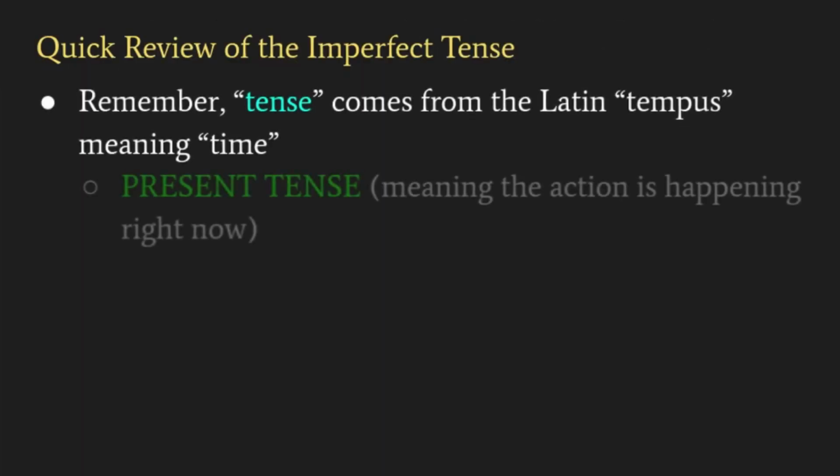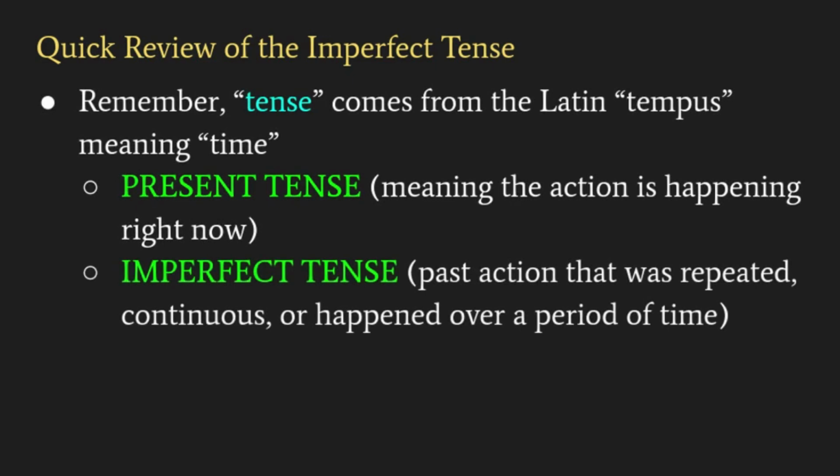But before we do anything else, we want to come back and make sure that we have the imperfect tense under control. Just do a quick review. So you want to remember the word tense comes from the Latin word tempus, which means time. So when you're changing the tense of a verb, you're really changing when the action happened. You're not changing the action itself. You might still be walking, skipping, or jumping, but we're changing when it happened.